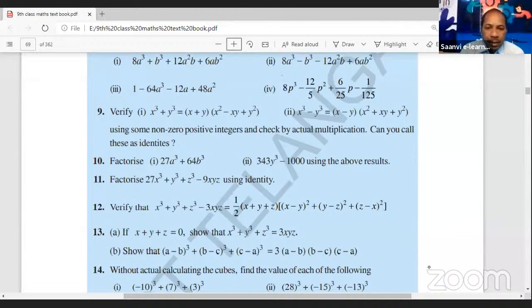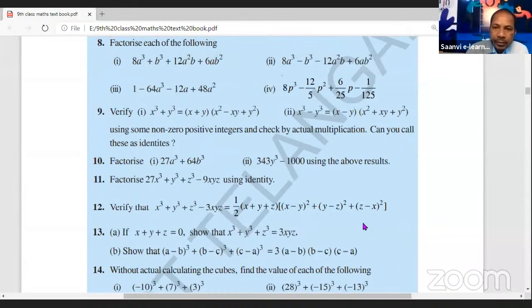Okay, now come to the 10th bit. See here, what is the 10th bit asking? Factorize 27a cube plus 64b cube. So let us see how we get the 10th bit.